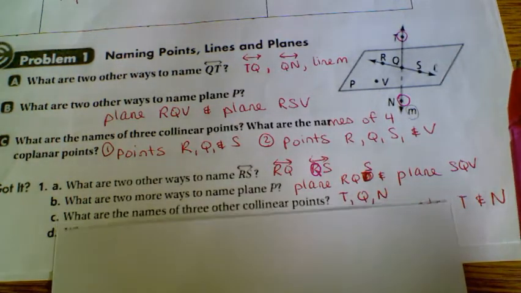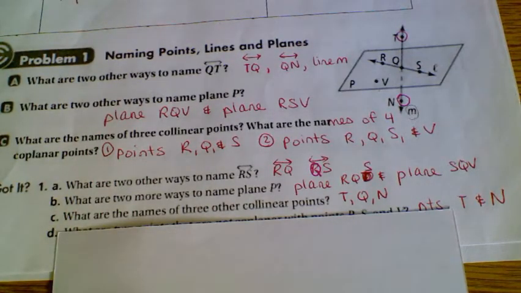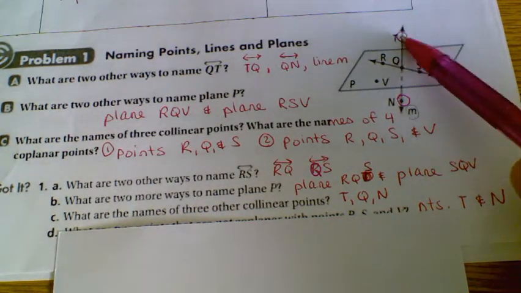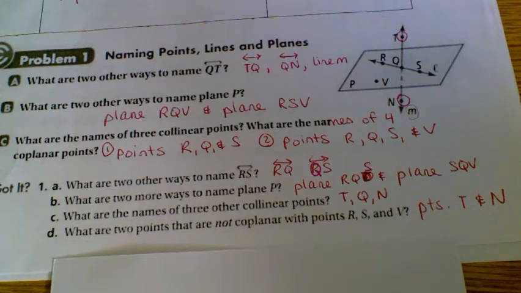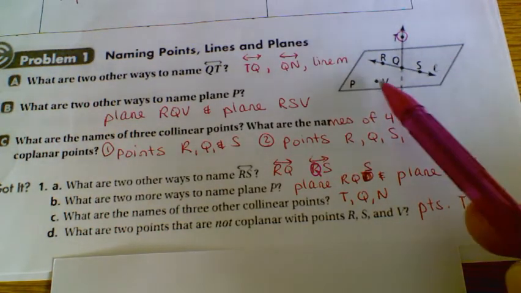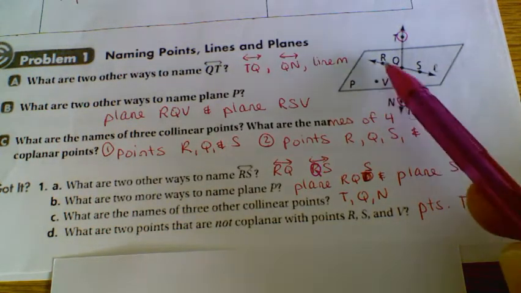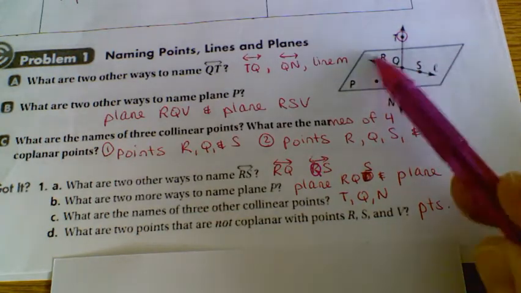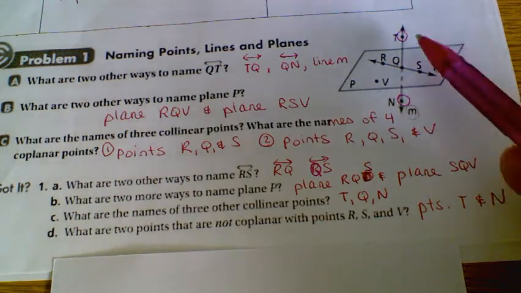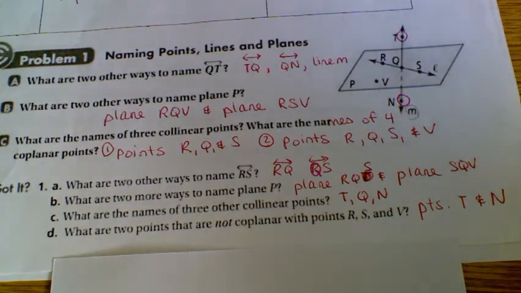What are names of 3 other collinear points? So we already named one set. Another set would be this line, so I could use N, Q, and T. And then last, what are 2 points that are not coplanar with points R, S, and V? All of those points lie on this plane. So we already mentioned these 2 points, N and T, are not coplanar.